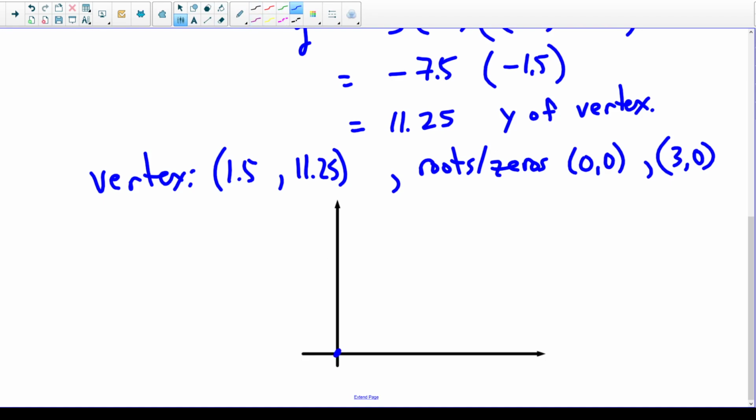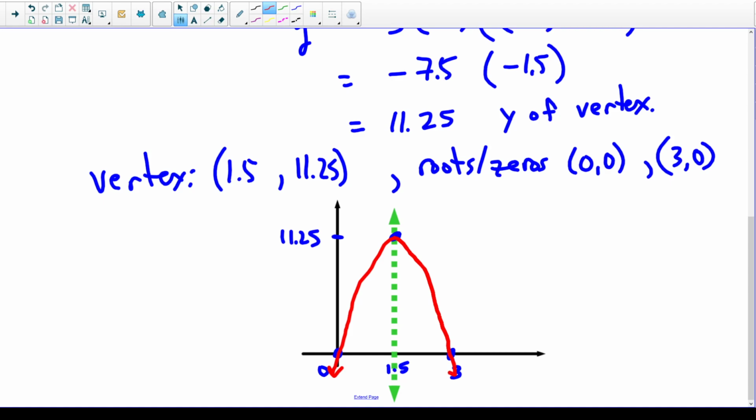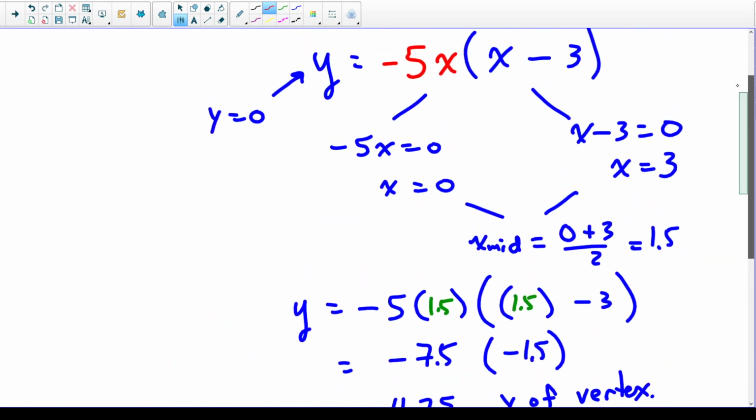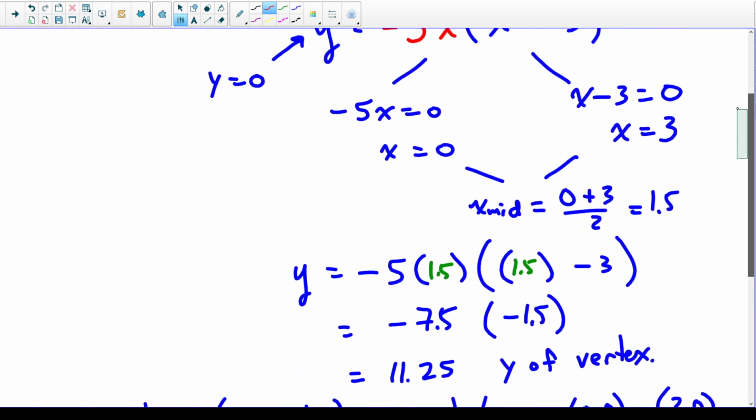So we've got 0, 0, 3, 0. I'm going to draw my axis of symmetry, smack dab in the middle. That's at point 1.5. And then at 11.25, I'm going to put another point. And we now have our parabola. And that's it. And if you look at how much work, that's not a lot of work. It's like 5 or 6 lines of work there.